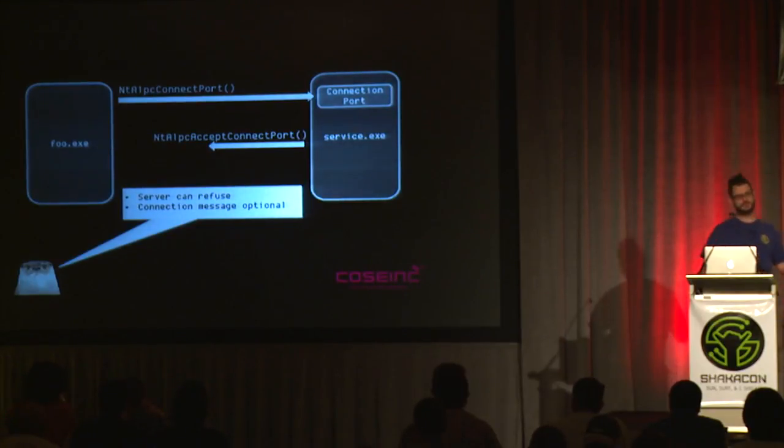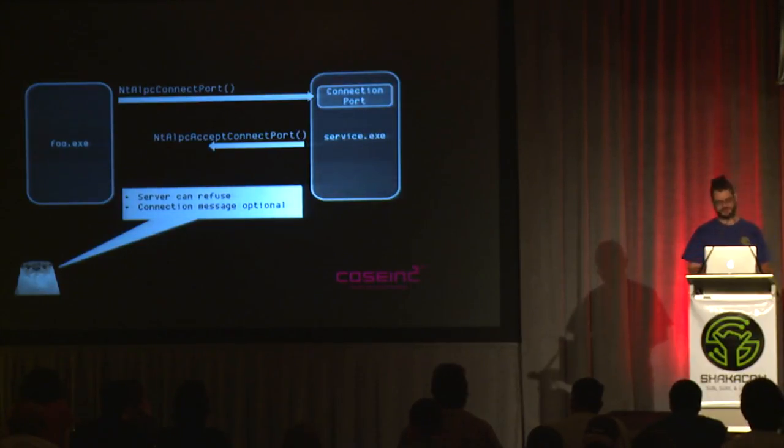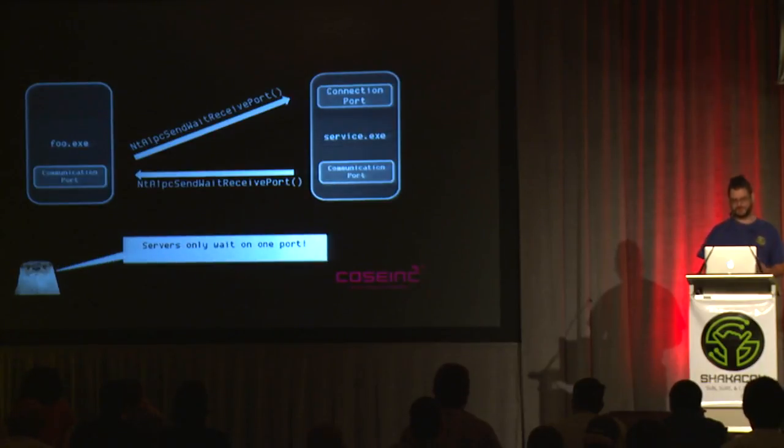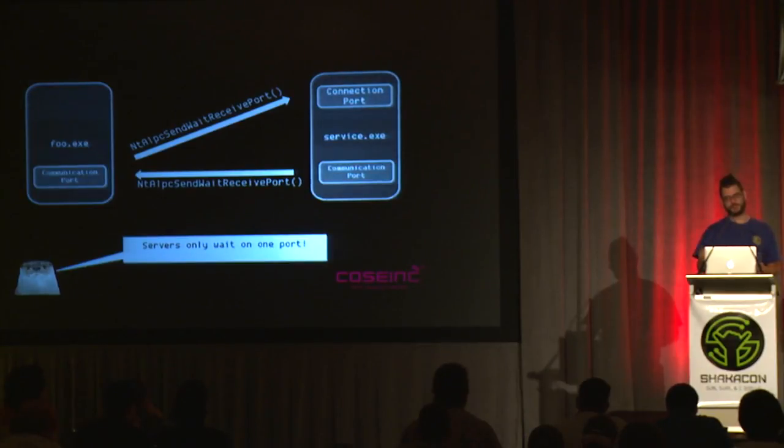So ALPC looks like this. You connect port and you give it the name of a connection port that's running on the service you want to connect to. The server calls accept connect port, and so once that's been done, we've now both got a communication port, and those are anonymous. So all of the connection ports, which is most of them, are all the ports that a random process talks to a server on. But you're waiting as a server on your connection port only. So your receive loop is single-threaded and beautiful. You don't have to spin a thread to wait on every port that's talking to every client, which is nice.